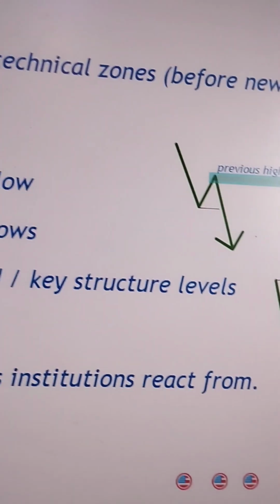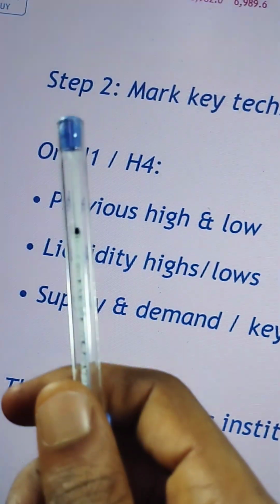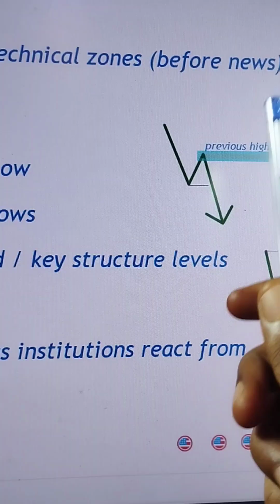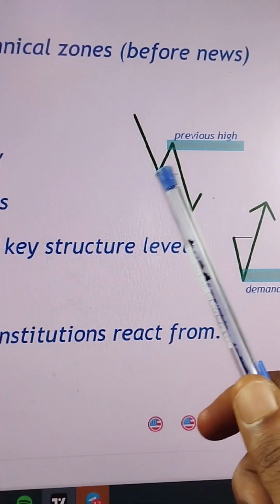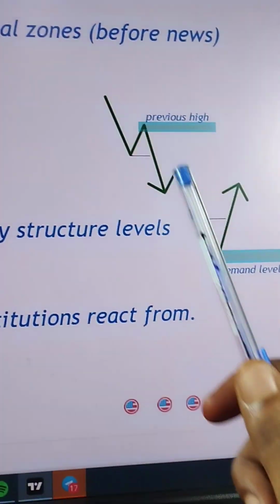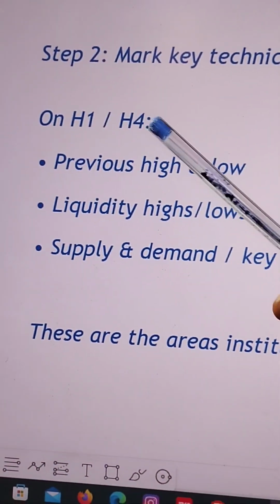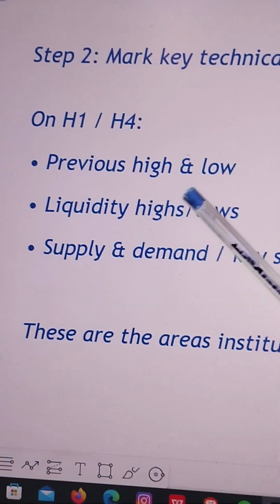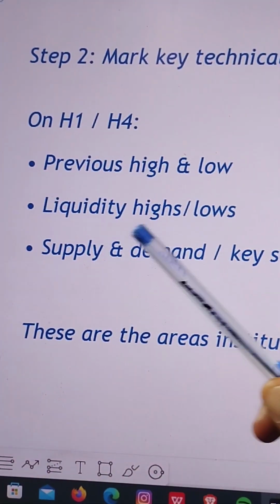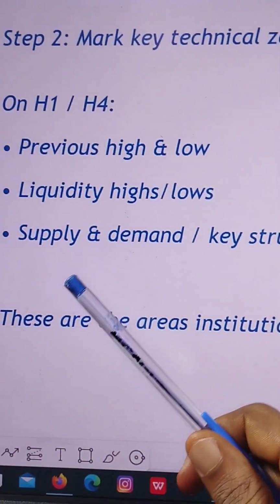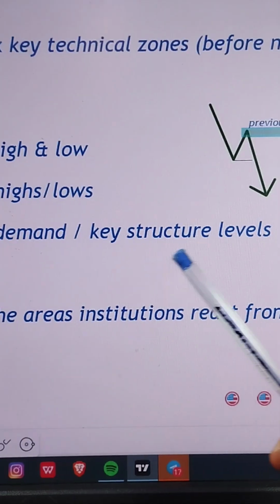Second step I wrote out here is step 2. Mark key technical zones before the news. So before the news, you are going to be marking your key technical zones like I mark out here. On your 1 hour time frame or on your 4 hours time frame, you are going to be marking your previous highs or lows, your liquidity highs or lows, your supply and demand zones. So these are your key structure levels you are going to be marking out.